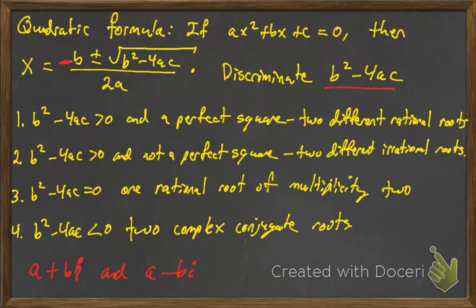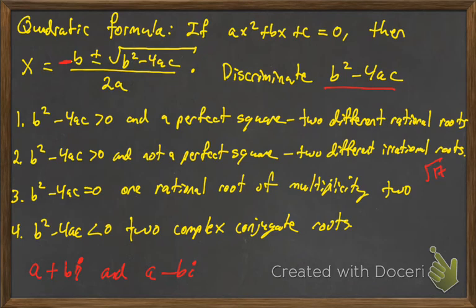If b squared minus 4ac is greater than 0, or positive, and not a perfect square, then you're going to have two different irrational roots. So you're going to end up with something like the square root of 17 that you can't simplify down, so that's going to be irrational. If b squared minus 4ac is equal to 0, then you're going to have one rational root of multiplicity 2. Sometimes that's called a repeated root, or a double root also.